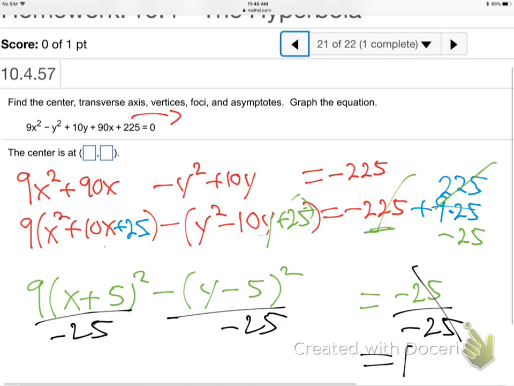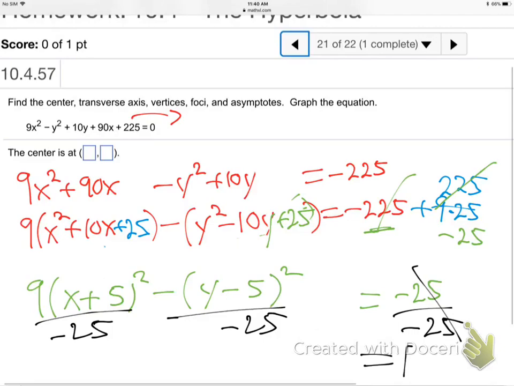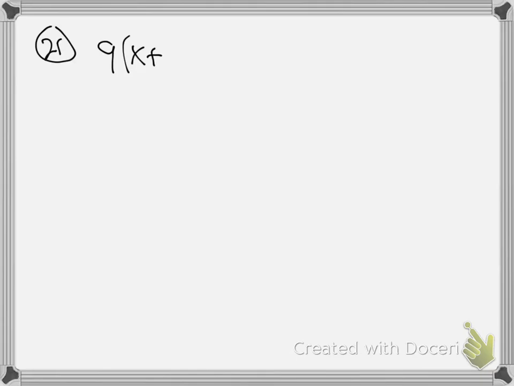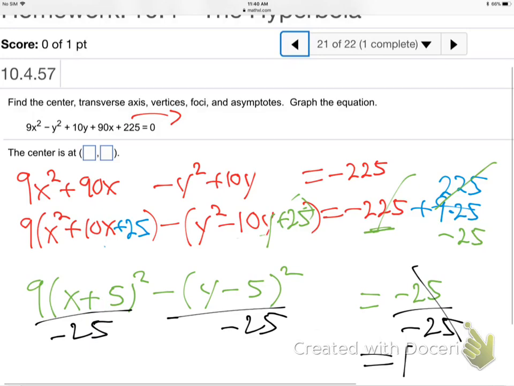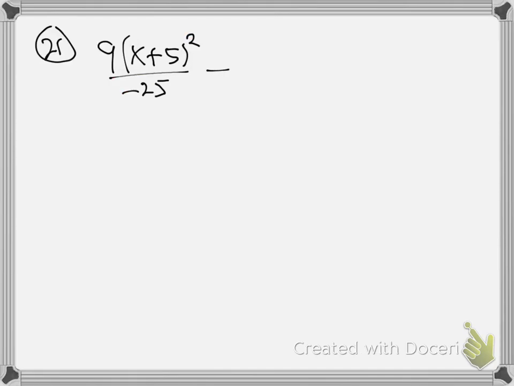Oh, I'm glad we did this one. Definitely got to do number 21. All right, let's go to a fresh screen and take a look at what we got here. This is number 21. It's a good one to finish up with. Is it x plus 5? Yeah, (x plus 5) squared over -25, minus (y minus 5) squared over -25 equals 1. All right, number 21.